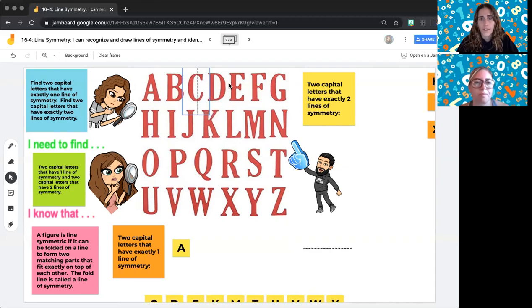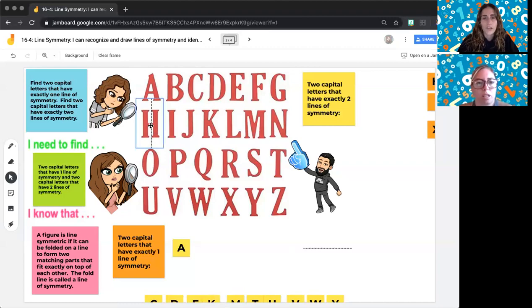So what do we think about the next couple of letters? Not D, not E, not F, not G. H looks like it's the same on both sides. So if we were to put the line of symmetry down the middle and fold the right side on top of the left side, it would match up perfectly. So H definitely has one line. We're only doing one line of symmetry.